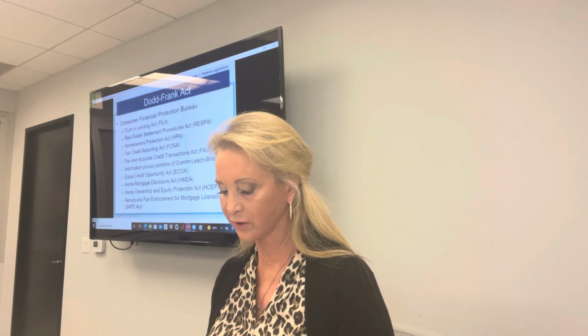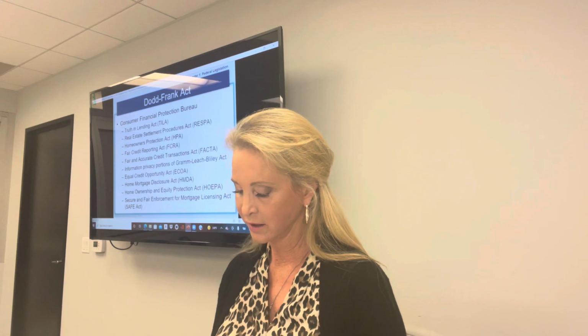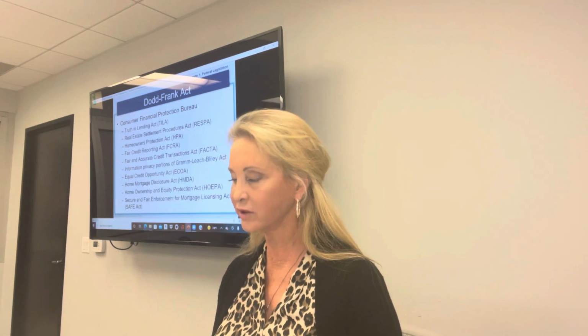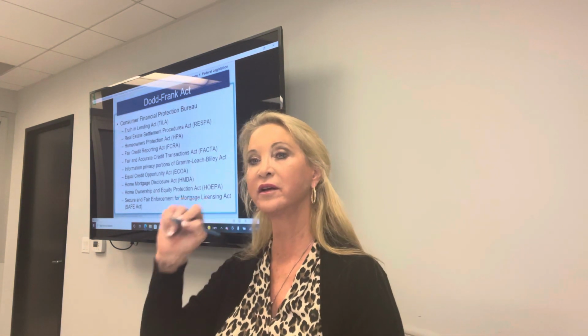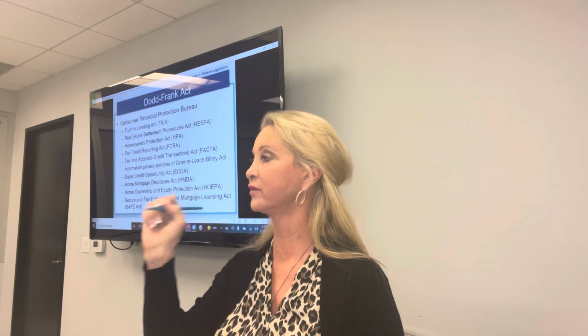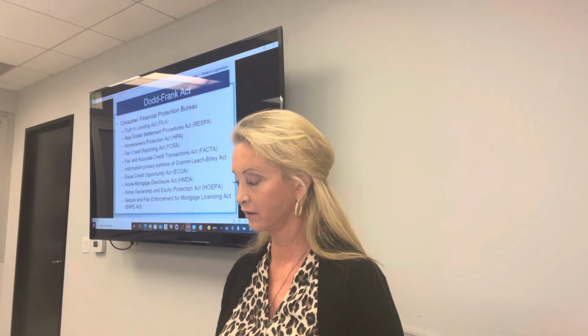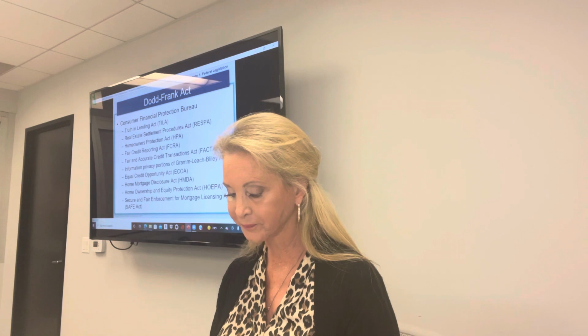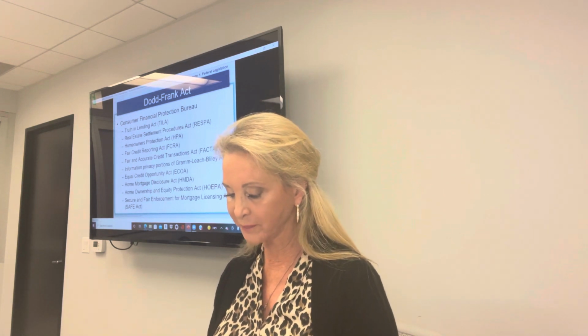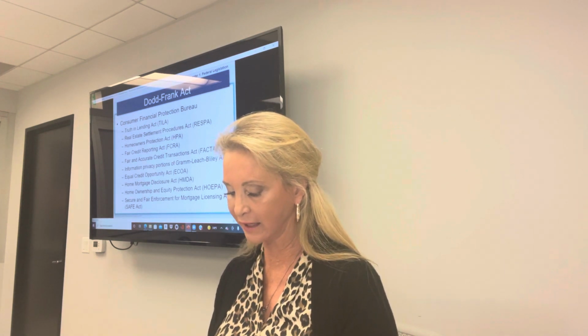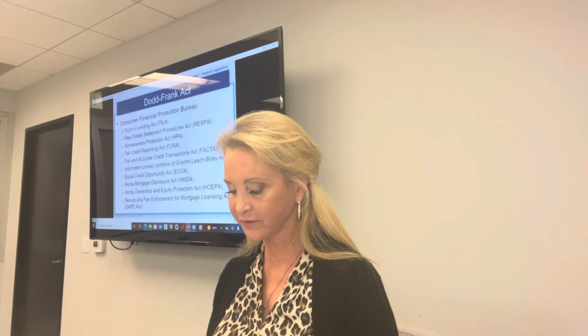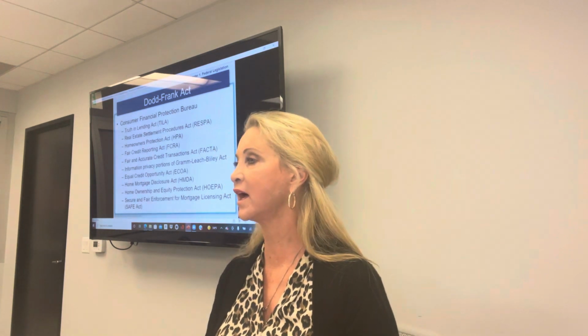Home Mortgage Disclosure Act, HMDA. So HMDA is the section on your loan application where you mark, are you male or female? What nationality are you? That's that little area on there, okay? The Home Mortgage Disclosure Act. And then the Home Ownership and Equity Protection Act, highlight equity protection, because that one's about high cost and high price loans.